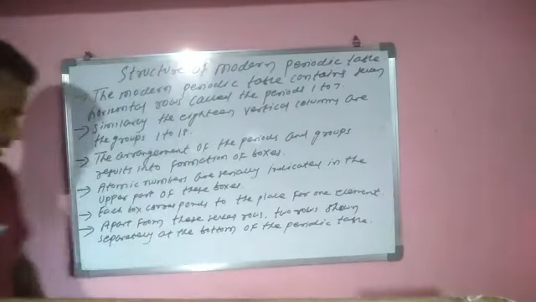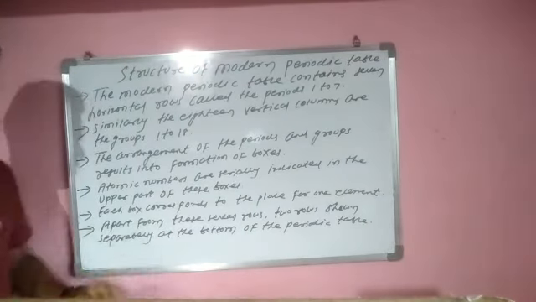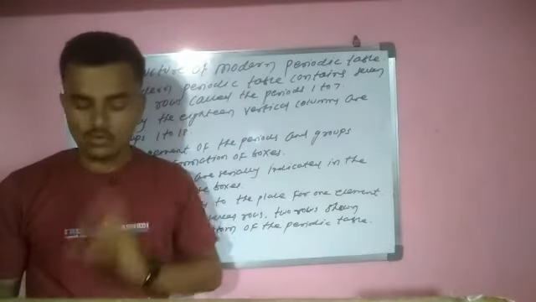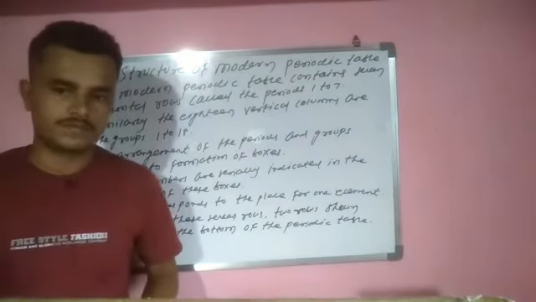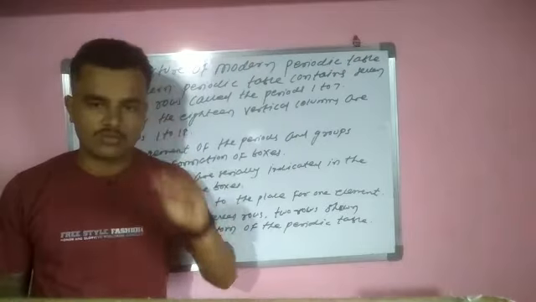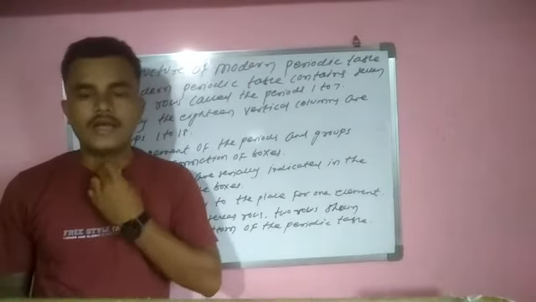Now see, apart from these 7 rows, 2 rows are shown separately at the bottom of the modern periodic table. These are called the lanthanide series and the actinide series.